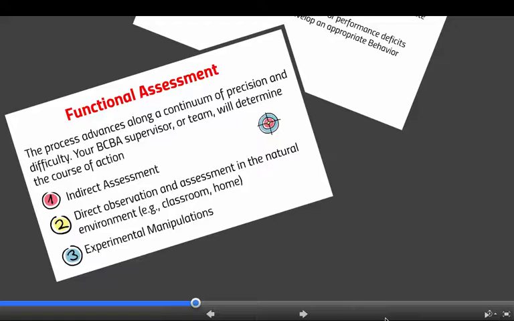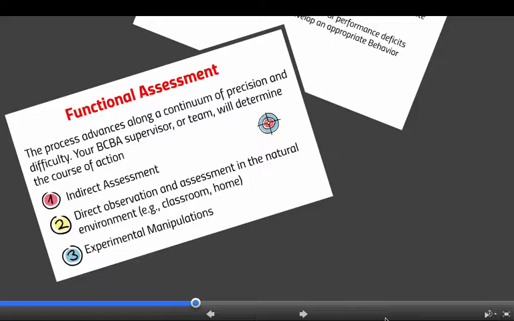First, there's what's referred to as an indirect assessment, and I'll explain that in a moment. The second is what's referred to as a direct observation and assessment in the natural environment. So the natural environment could be the classroom, it could be the home, it could be the community. So in this case, you're actually doing a direct observation of the individual. And the third form of evaluation is what's referred to as experimental manipulations. This means that you're actually manipulating the consequences.